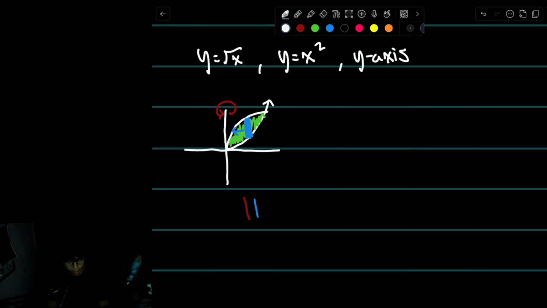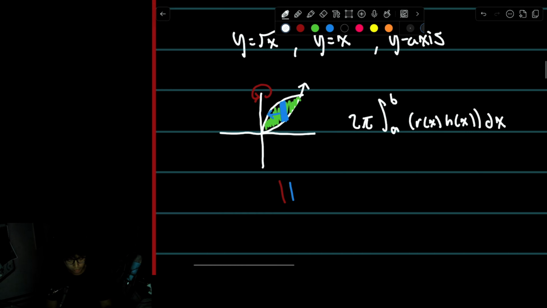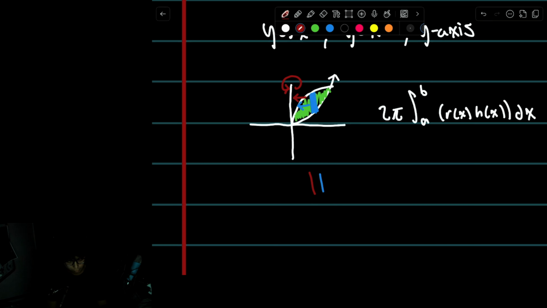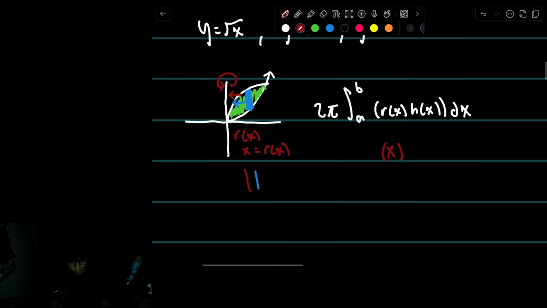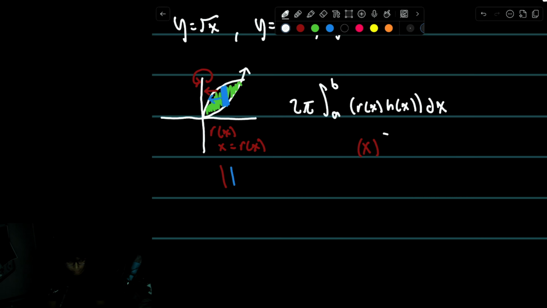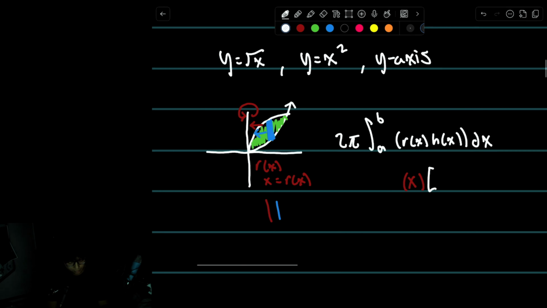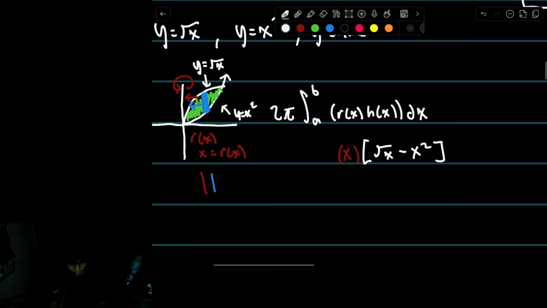So we will use the shell method by this given formula. And we also know that our radius is basically the distance from the rectangle to the axis of rotation, which we can see in this red arrow. And so we know that our r of x is the same as x. Now to find our height, we literally just do the top curve, which we can see over here is y equals the square root of x, minus the bottom curve, which we can see is y equals x squared. So let's do that. And then the integral from a to b, 2 pi dx.